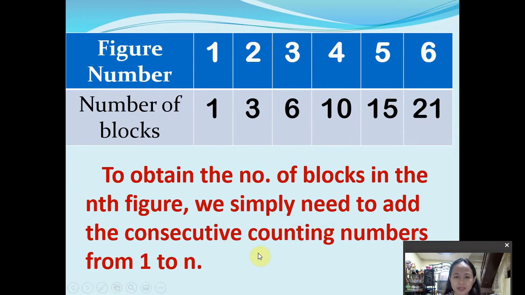So as what we have shown a while ago, we simply add 1 plus 2 to get 3, then 3 plus 3 to get 6, 6 plus 4 to get 10, 10 plus 5 to get 15, 15 plus 6 to get 21, and so on. So we simply add consecutive counting numbers. Now, if we will look for the number of blocks for the nth figure, we will simply add consecutive numbers from 1 to n.